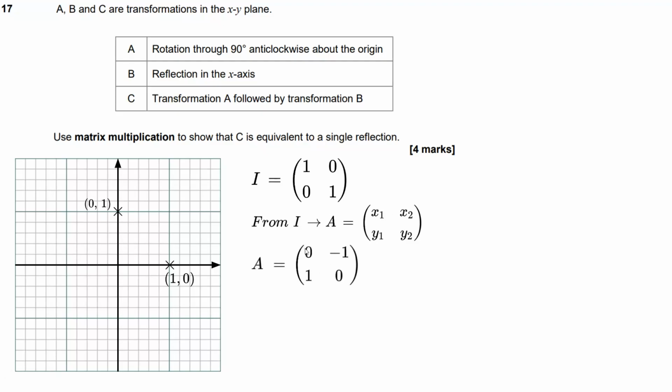So it's going to look like this. So it's 0, 1, this goes to 0, 1, and then this one goes to minus 1, 0, which is here. You do the exact same thing for B, reflection in the x-axis. So this point here will not move, so it'll just stay the same. So the first column is going to be the same as the identity matrix.